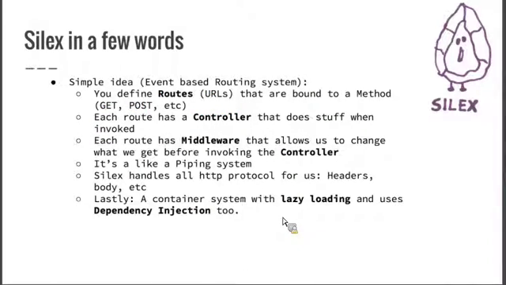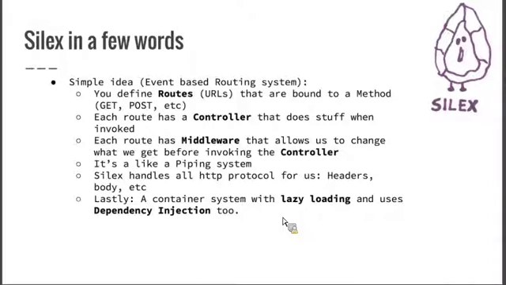So the idea is we have this event-based routing system. We can define these routes. Routes are URLs that are bound to a method like get, post, put, delete, purge, whatever you want. Each route has a controller that does the stuff when invoked. Controller is a big word for functionality that gets run when you invoke a route.